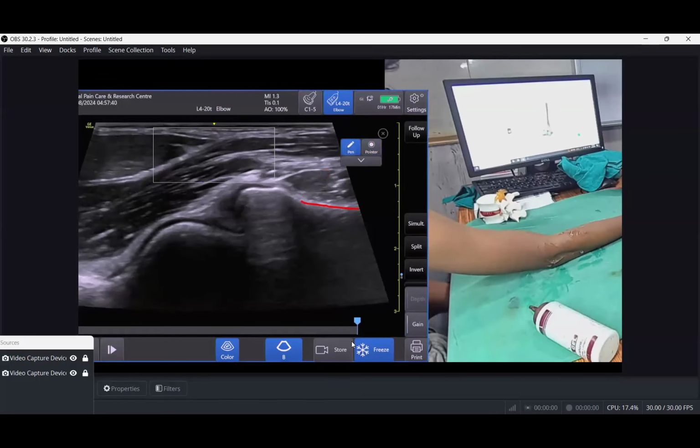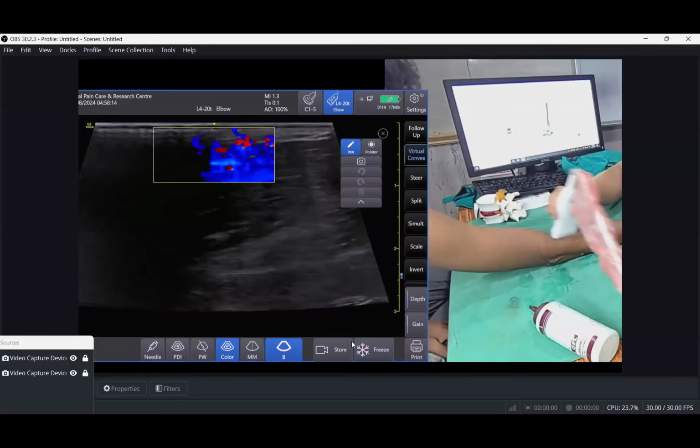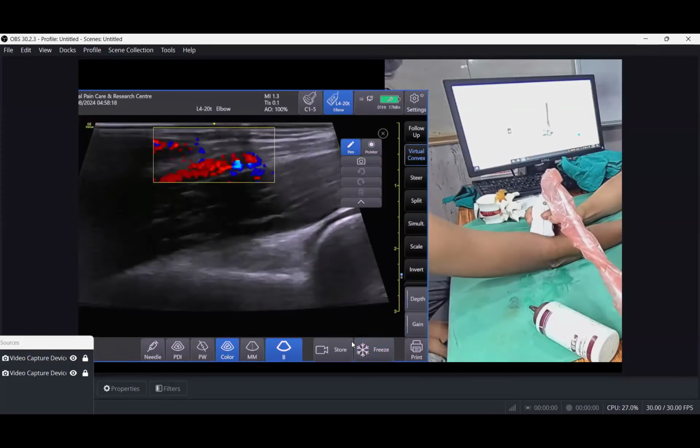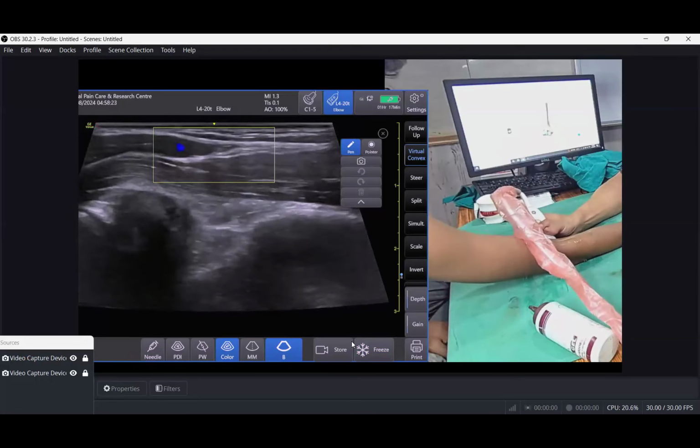So this one is the head of the radius. Okay, and this rounded structure is the capitulum, and this one is the articular capsule, and you can inject into the radiocapitellar joint by this approach. Your needle will be like this, and you will be piercing the capsule and going into the radiocapitellar joint. Okay, so this is in the lateral aspect, and in the medial aspect, if you glide your probe medially.